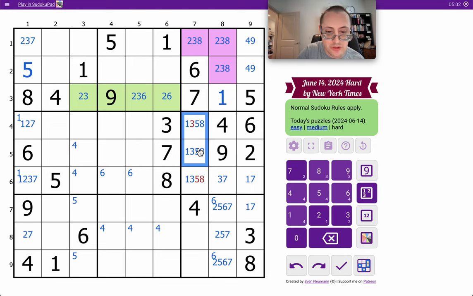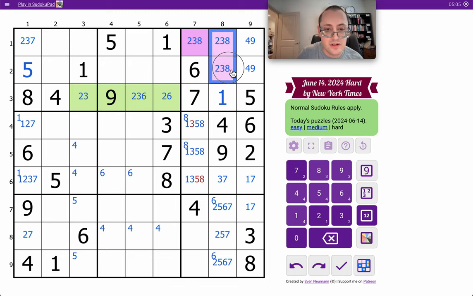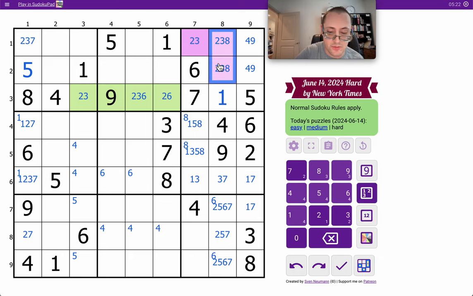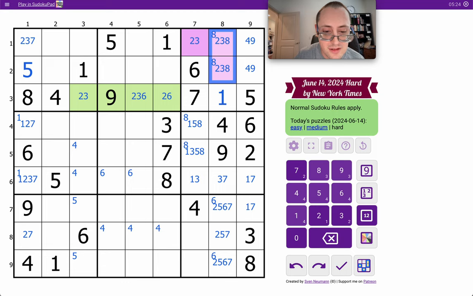8's now in one of those two. Not necessarily. This could be 8. Actually, wait a minute. This can't be 8 because of this. So this cell can't be 8. Therefore, 8 in the box must appear in one of these two cells. Therefore, this cell is not 8, and one of these two must be. Oh, 1, 3, 7, that's a triple. This is going to end up as a 5, 8 pair in column 7.